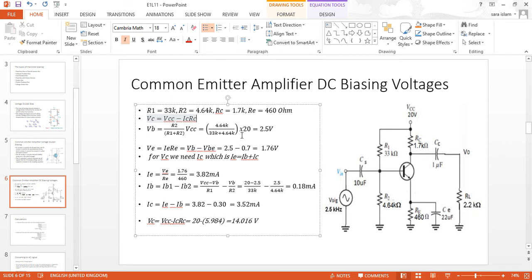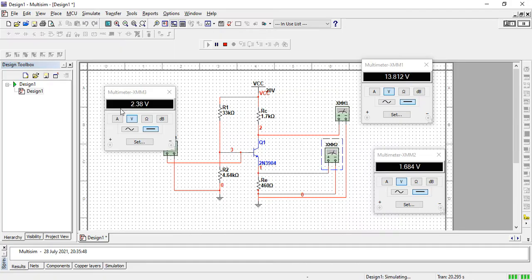So VB is equal to, by this biasing circuit, because VB is across R2, R2 divided by R1 plus R2 times VCC, which is 20, right? So you write this resistance divided by 33 plus 4.64 into 20, which gives a value of 2.5. What we saw in our circuit is 2.38, close enough to 2.4. So yes, our theory and our lab are going side by side.